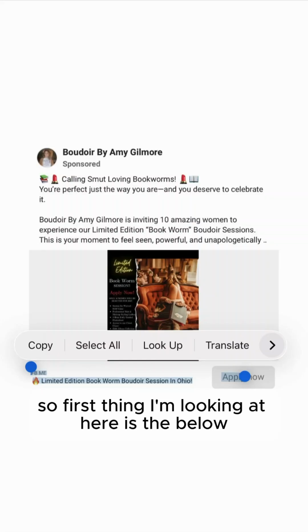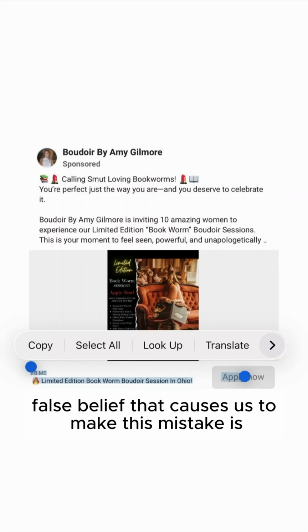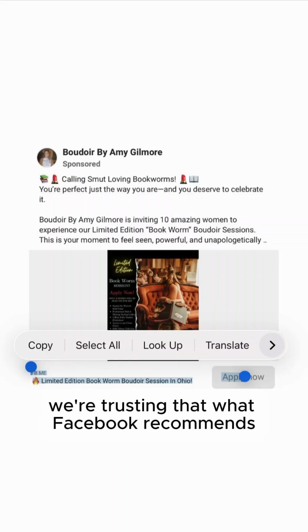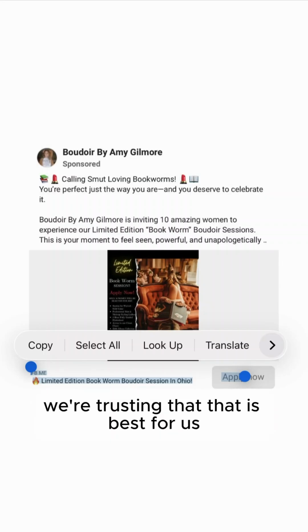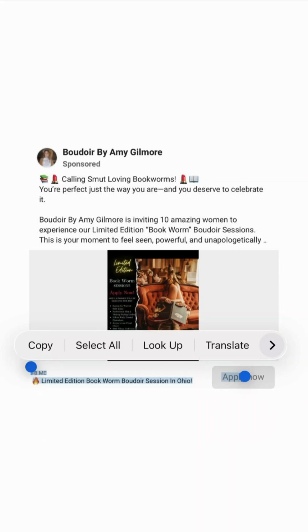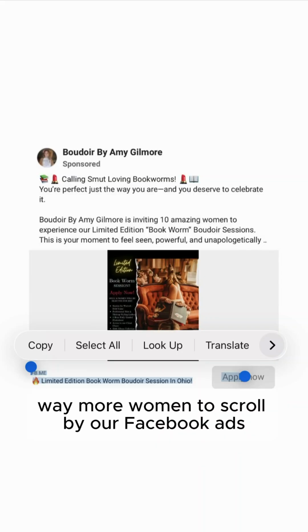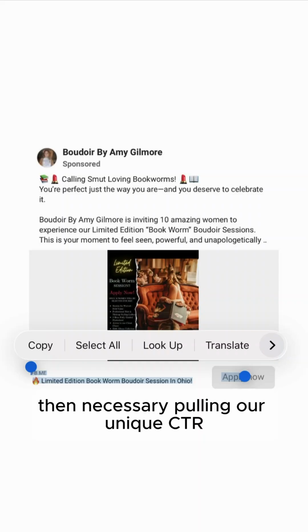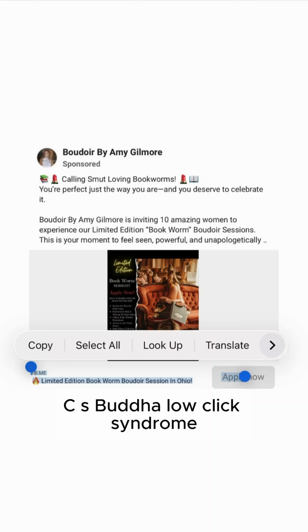So first thing I'm looking at here is the below creative cluster mistake. The false belief that causes us to make this mistake is we're trusting that what Facebook recommends for us to fill out in our ads, all these fields they give us, is best for us instead of being best for Facebook. And actually it's best for Facebook, it's worse for us when we fill these out. It causes way more women to scroll by our Facebook ads than necessary, pulling our unique CTRL under 6% and contributing to BLCS, Boudoir low click syndrome.